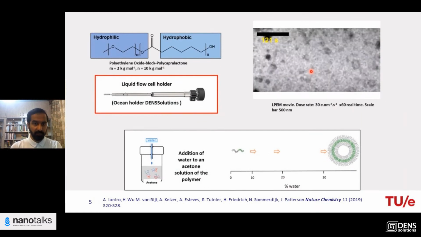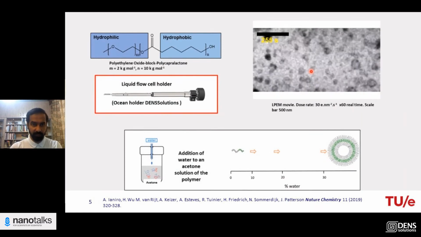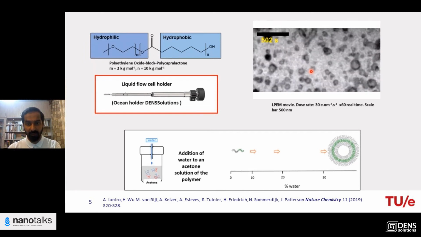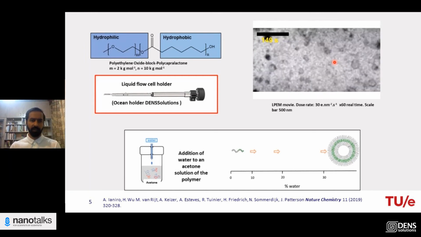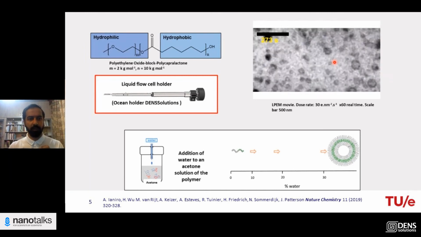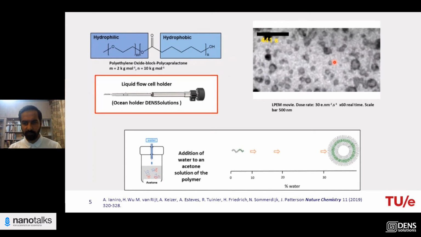In the first example, which is the vesicle formation from block copolymers, we have used the solvent switch approach. In the vesicle formation experiments, we have had the block copolymers of polyethylene oxide and polycaprolactone in an organic solvent, and then the solvent was switched with water.